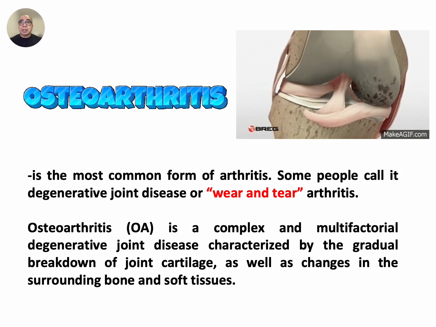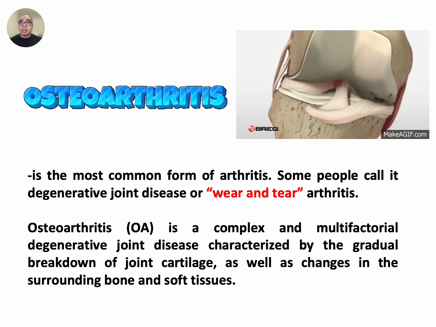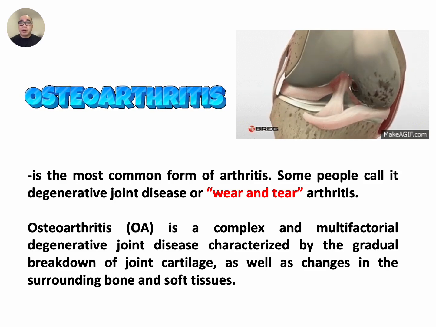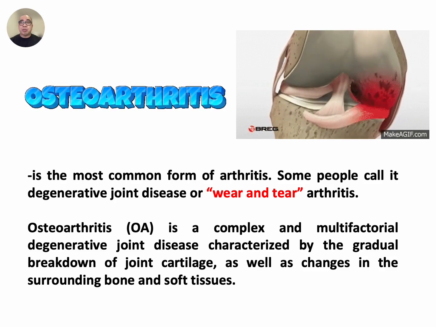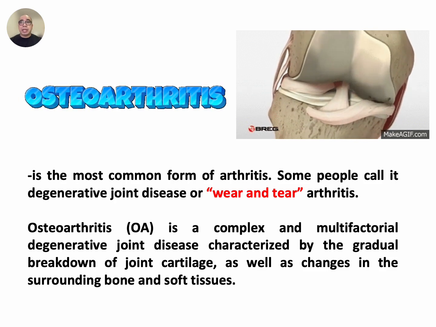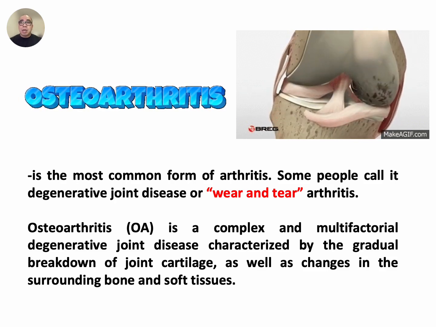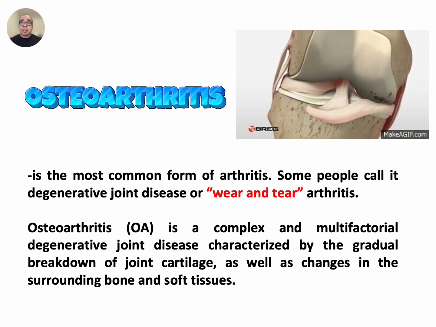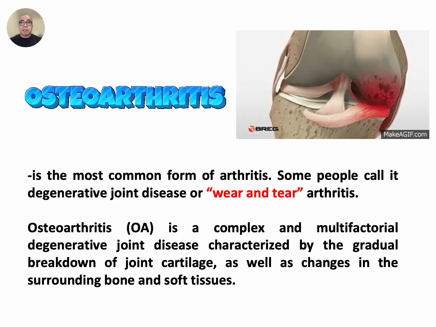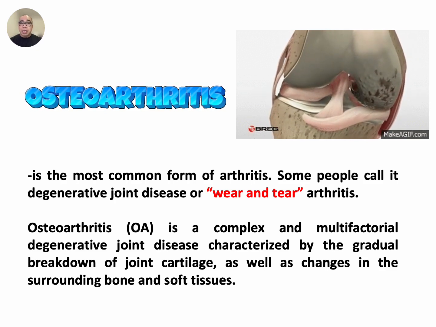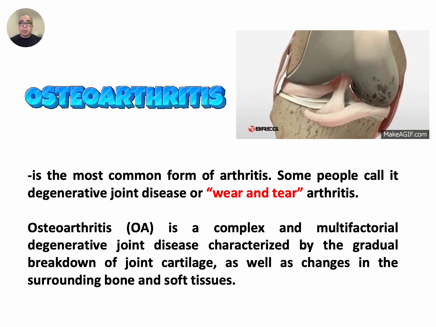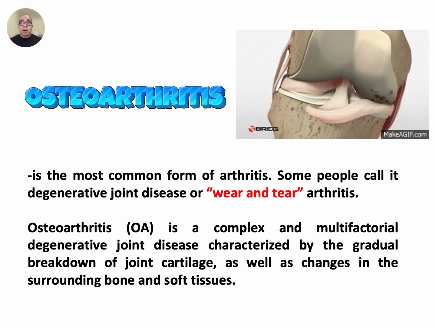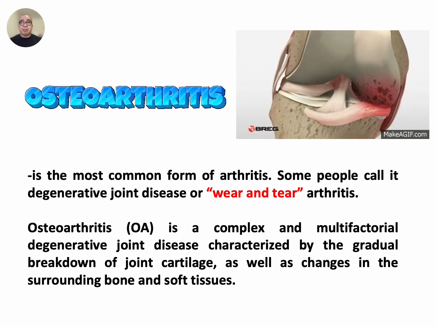Osteoarthritis is a complex, multifactorial degenerative joint disease characterized by the gradual breakdown of joint cartilage, as well as changes in the surrounding bone and soft tissues. Osteoarthritis affects each person differently. For some people, osteoarthritis is relatively mild and does not affect day to day activities. But for others, it causes significant pain and disability. Joint damage usually develops gradually over years, although it could worsen quickly in some people.